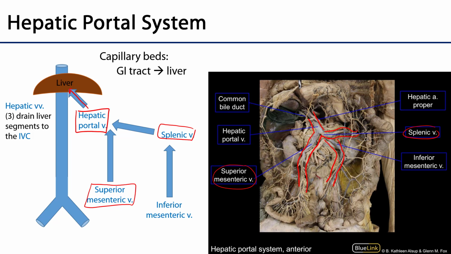And this inferior mesenteric vein typically feeds into the splenic vein. It doesn't necessarily feed into the splenic vein. Sometimes you'll see it feeding into the superior mesenteric vein. But look for this general pattern. The liver, as I've said earlier, is drained into the inferior vena cava through the hepatic veins. Hepatic veins are caval. The portal vein is portal.